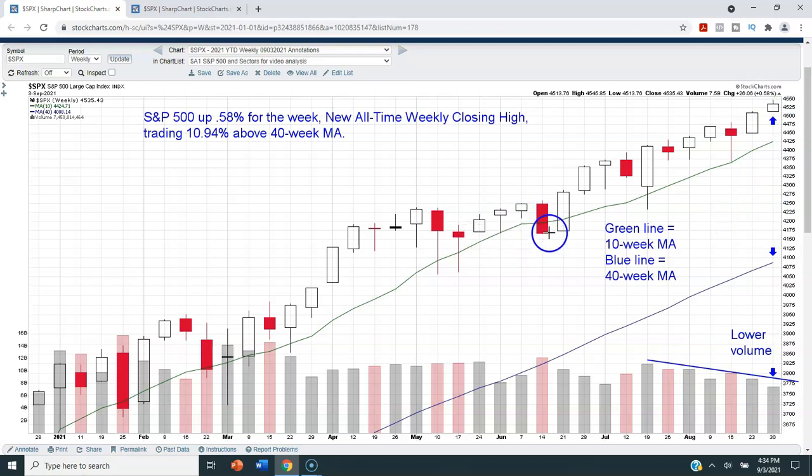The last time we even had a pullback that undercut and closed for the week below the 10-week, which is fairly equivalent to the 50-day moving average, was clear back here in June. All right. So are we potentially due for a pullback towards this 10-week, 50-day moving average? Absolutely. Right. It doesn't mean it'll happen in the next week or two.